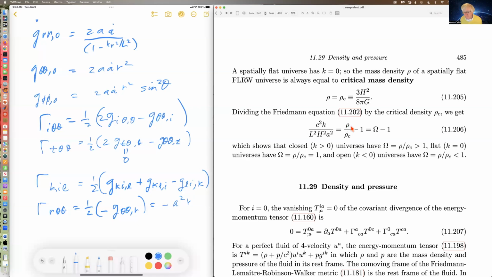So it's kind of silly to be using it, but that's what one does traditionally. And what this says then is the ratio of the mass density to the critical mass density is greater than 1 if the universe is closed, and that means omega is greater than 1. In a flat universe, k is 0, in which case rho equals rho c, and that's how we got to rho c after all. And that's the case for omega exactly equal to 1. And then for an open universe, k is negative, the mass density is less than critical, and omega is less than 1. Now, as far as we know, omega is 1.